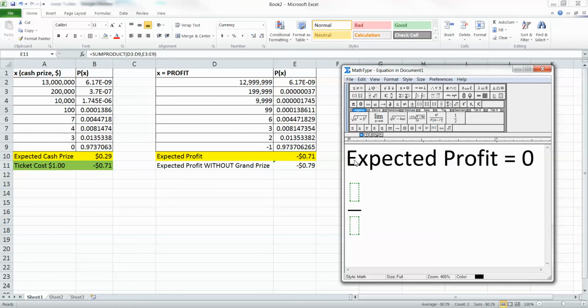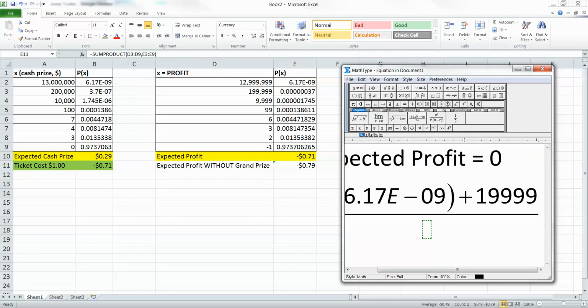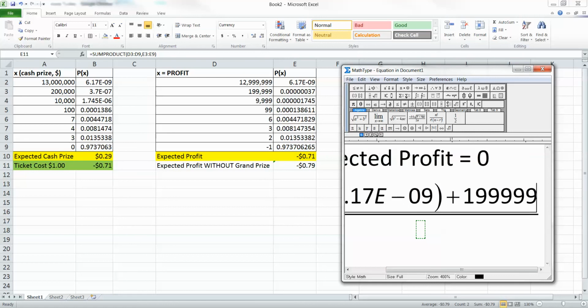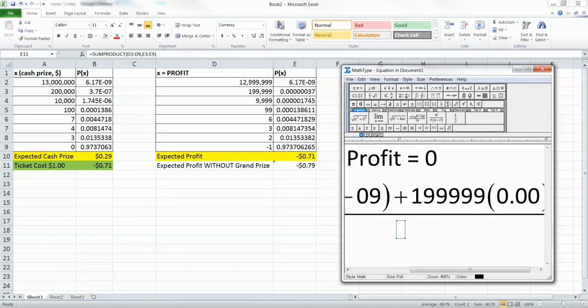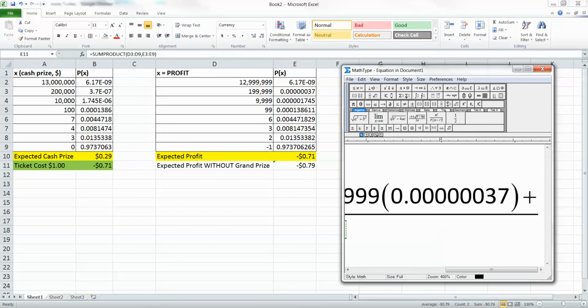Expected profit is, let's see, let's call it G for the grand prize. That's what they do in the notes. So G for the grand prize times its probability, 6.17 E negative 9, plus 19999. Is that too many nines? No, that's not enough. Times 0.0000037 plus, right?